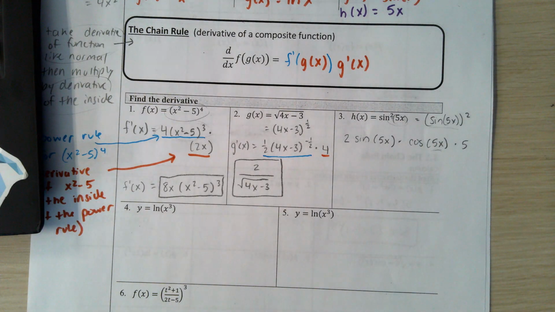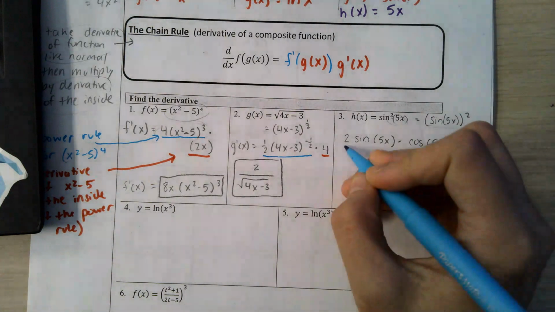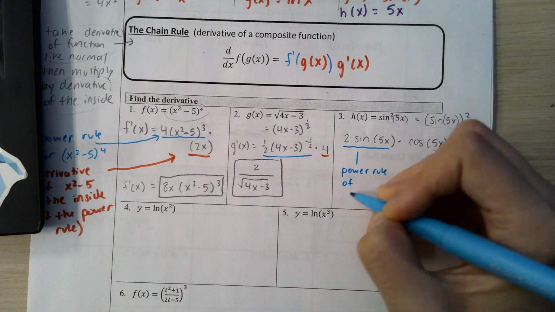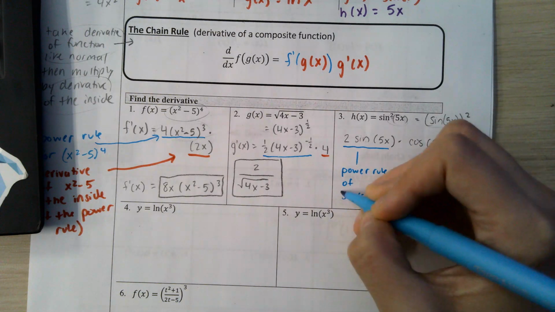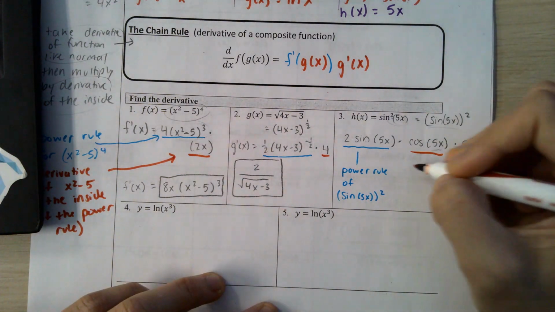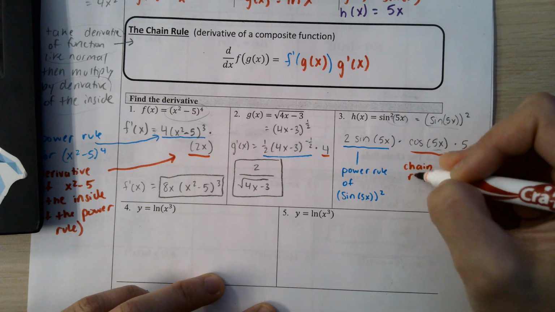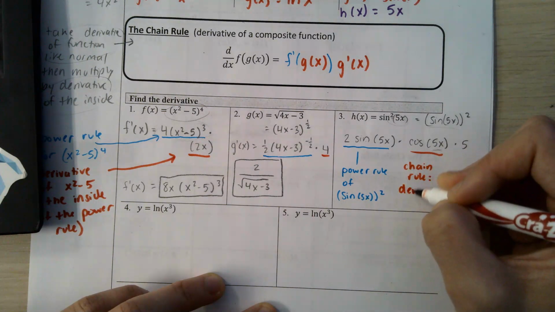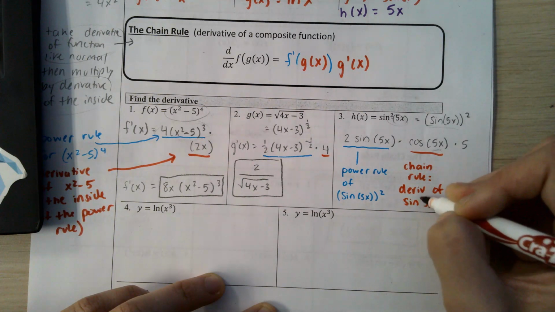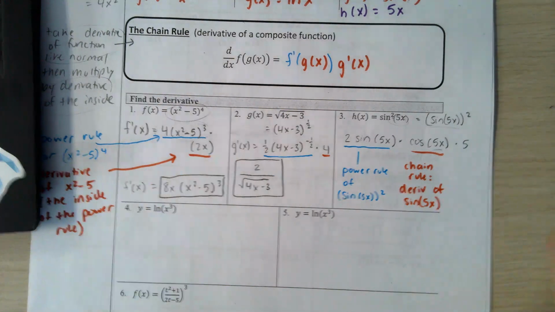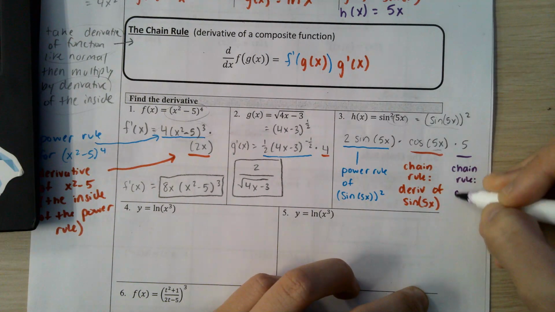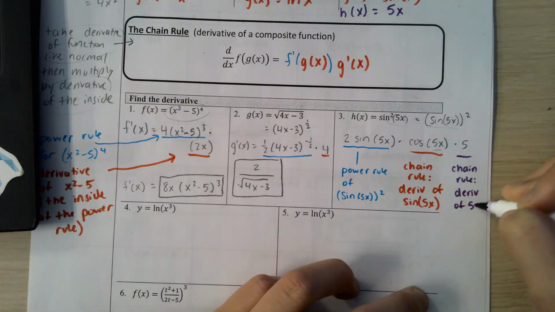So let me just add some notes in color, right? So this is power rule of sine 5x squared. This is chain rule. The derivative, I'm just going to say deriv, of sine of 5x. And then this is chain rule again. Deriv of 5x.